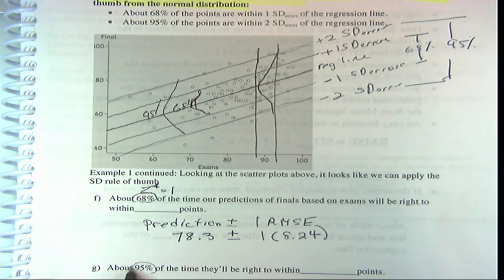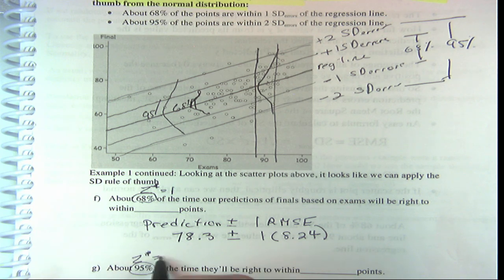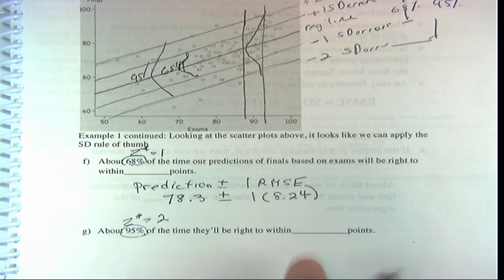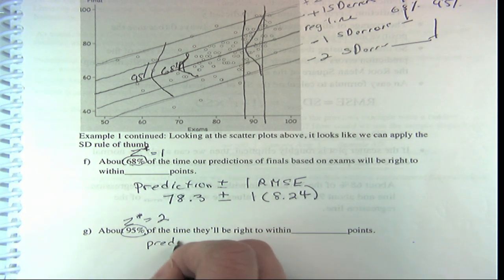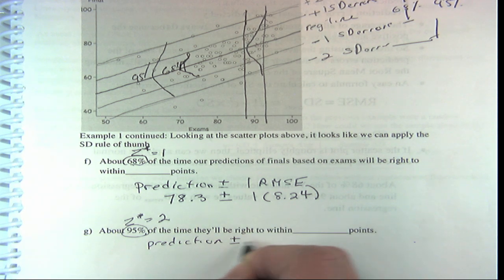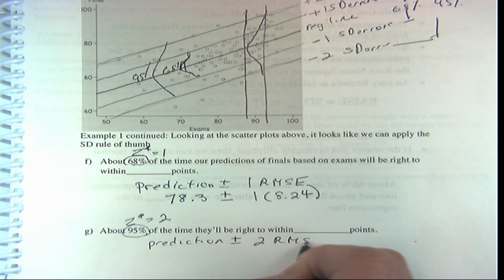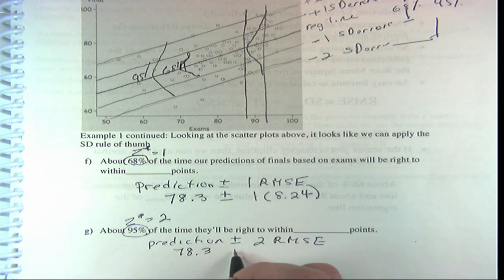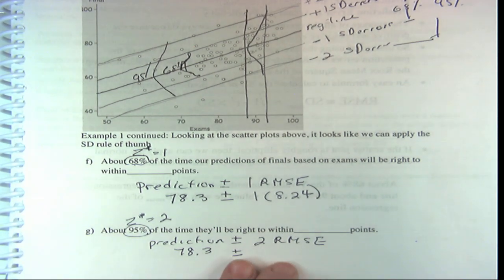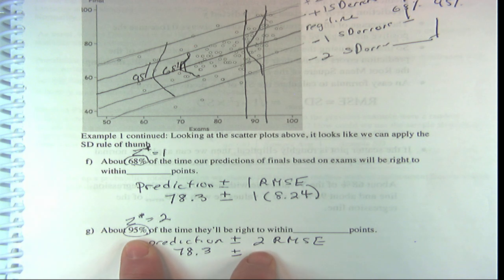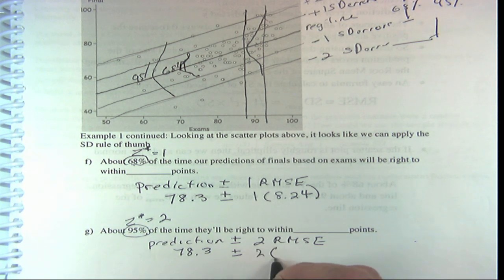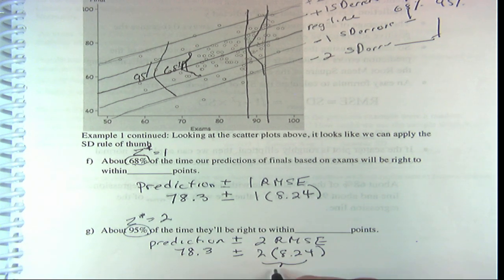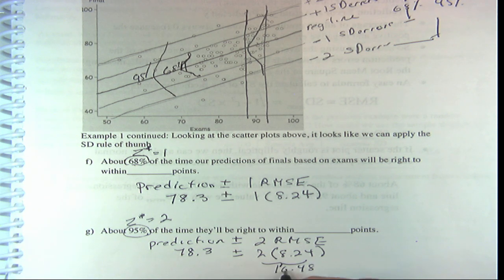And about 95% of them, I'm going to use Z star equals 2, or 1.96 here, will be right to within how many points? So then you just say the prediction plus or minus 2 root mean square errors. So this is all for people who scored 90, but you do the same for anything. You'd make some prediction, plus or minus 95% would be within 2 of our root mean square errors. That's 8.24. Okay? So that would be within 16.48 points.